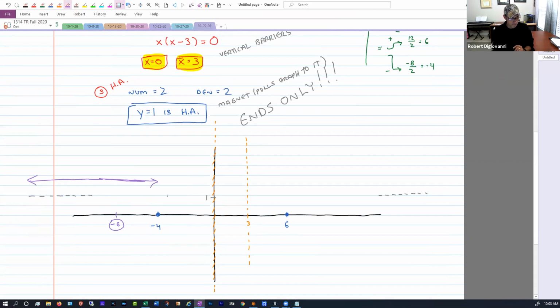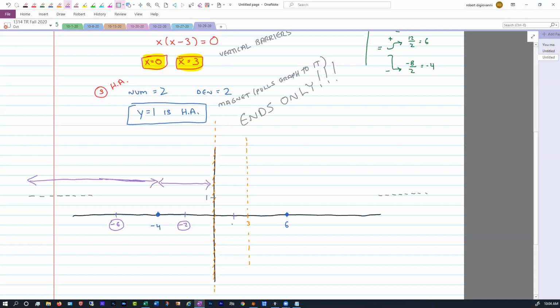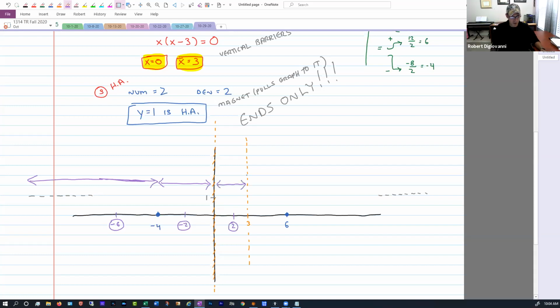Someone give me another one. -2. Okay, that should take care of helping us draw the graph between here and here. Another one? 2. Okay, 2 here would give us information about the graph and what it looks like between there and there. You don't need to draw these little arrows I'm drawing. I'm just trying to help you see why we're picking these numbers.